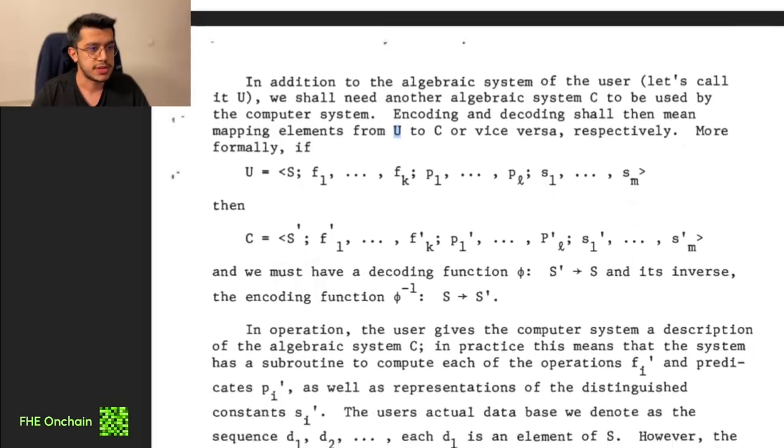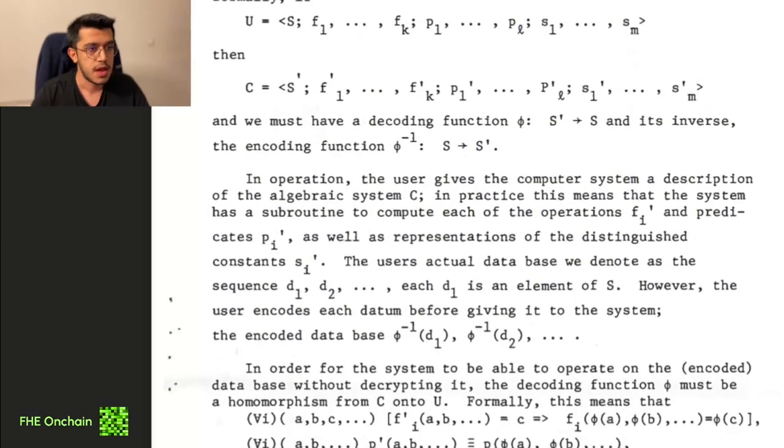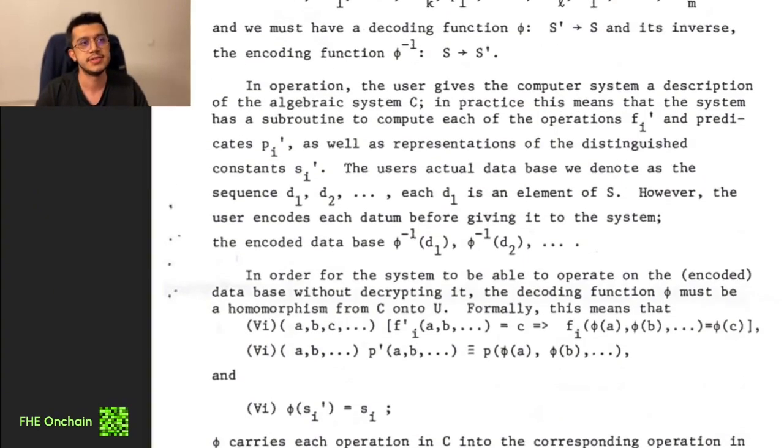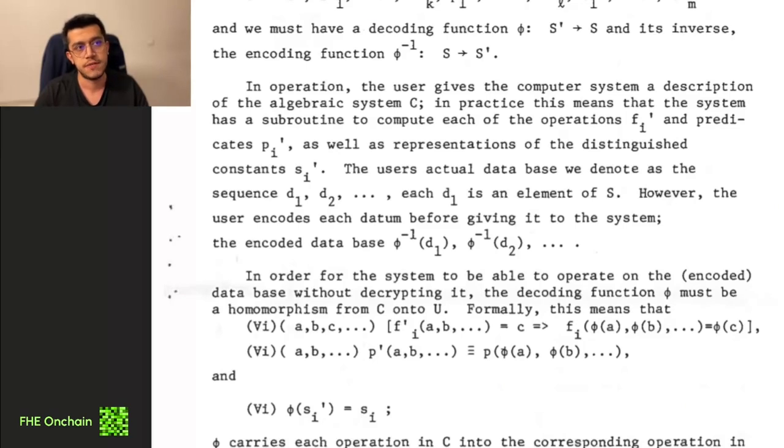This is the more formal expression for this. We have phi, another function, and let's say phi is the decoding function from S prime to S, and the inverse, psi inverse, should obviously be the encoding function, defined from S to S prime.